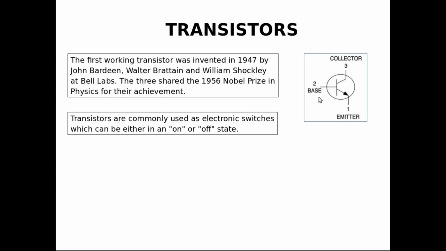Transistors were first invented in 1947 by John Bardeen, Walter Brattain and William Shockley at Bell Labs, and they got the Nobel Prize in Physics in 1956 for this invention.